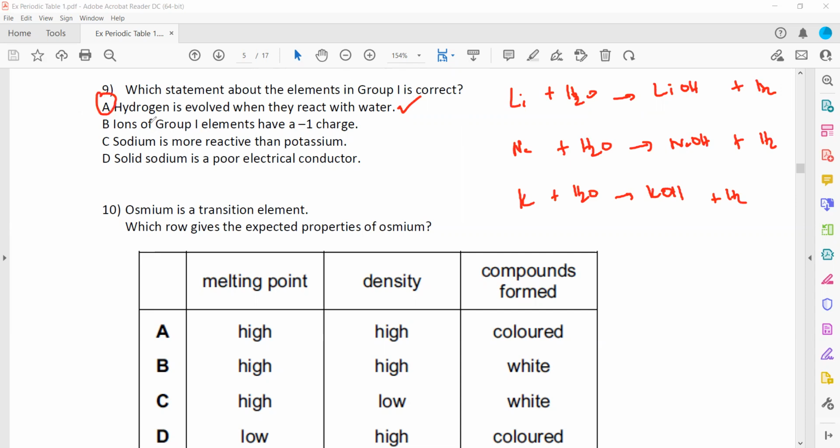What about the other options? Ions of group 1 elements have charge -1. That's wrong. They all have a charge of +1, because they lose an electron. Sodium is more reactive than potassium. That's wrong, because as we go down the group, the reactivity increases. So it means sodium is less reactive compared to potassium. And solid sodium is a poor conductor. That's wrong. All metals are good conductors of electricity, so all can conduct electricity.